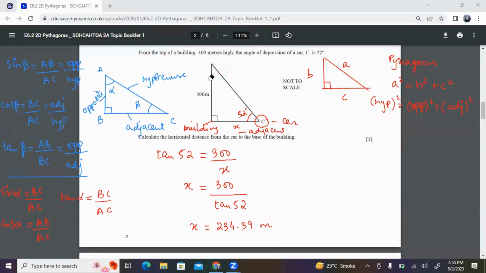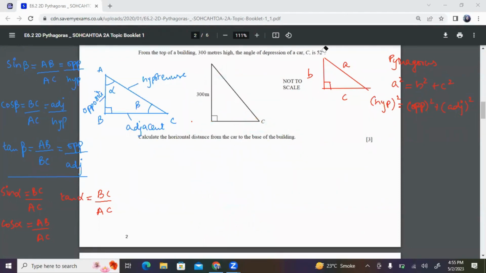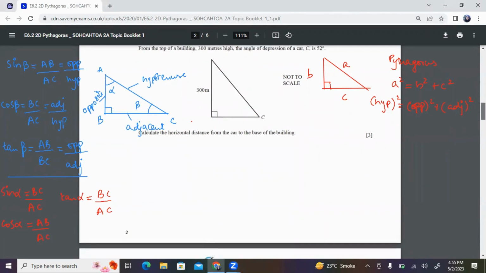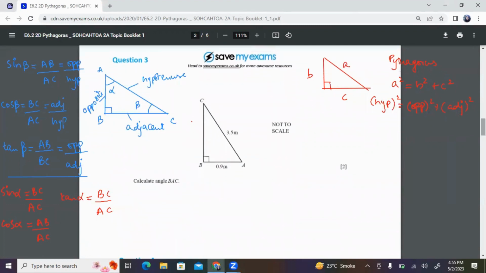Then we look at the next question, which is this. Okay. In question 3, it's saying calculate the angle BAC. So since we know that the diagonal is always the hypotenuse, let's label that first. And since it's saying calculate the angle BAC, this is where the angle is.